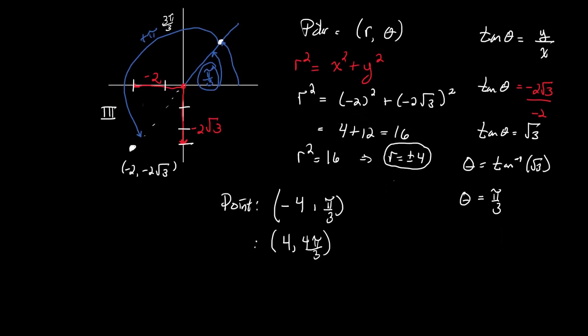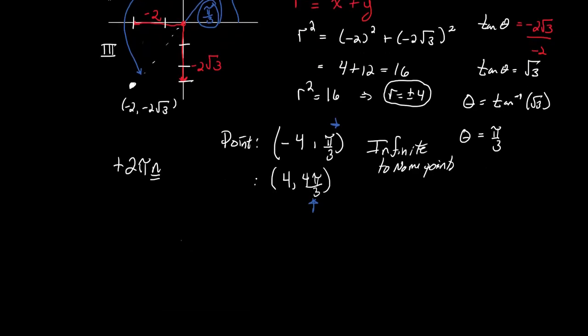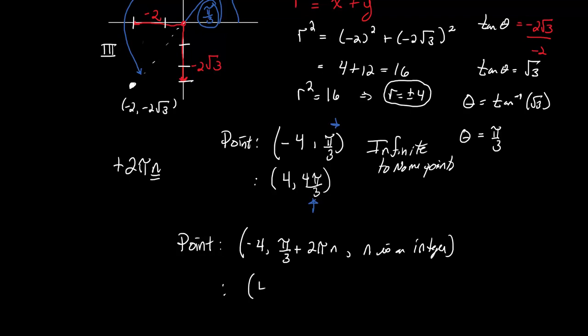But remember, we said that there are infinite ways to name points. We can add 2 pi times n revolutions to both this value and this value, and we're going to arrive at the same point. So we must clearly define this point as negative 4 comma pi over 3 plus 2 pi times n, where n is an integer. Or we can define this point as positive 4 comma 4 pi over 3 plus 2 pi times n, where n is an integer.